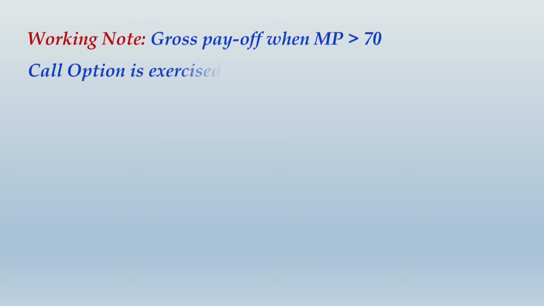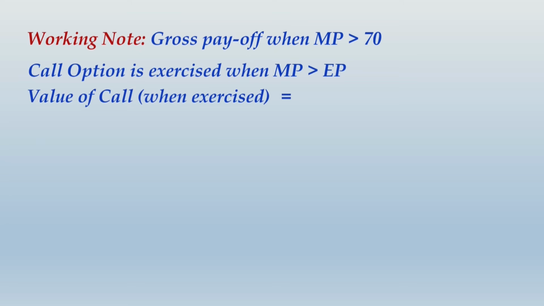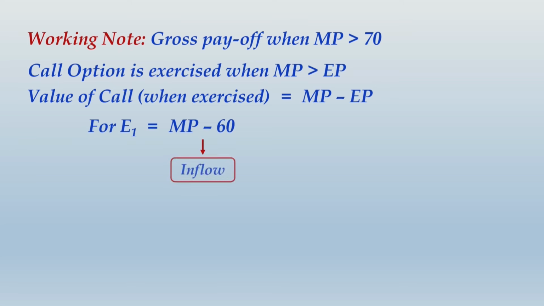Now you know one thing, that call option is exercised when market price is greater than exercise price, and the value of call when exercised is market price minus exercise price. So when the market price is greater than 70 and we find that both the call options have been exercised, what will be the payoff for E1? At E1, the payoff will be MP minus 60 and this will be an inflow. Why an inflow? Because for E1, the investor is the call option holder.